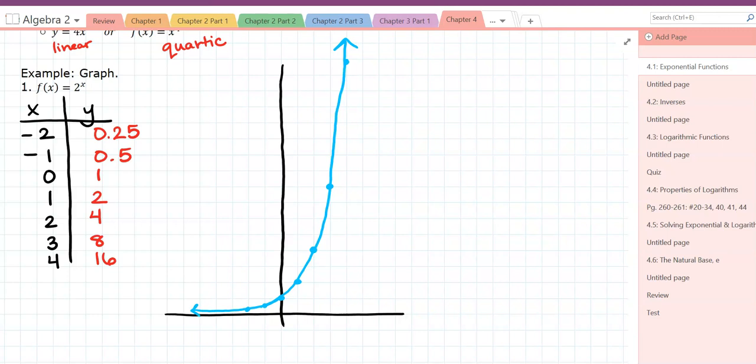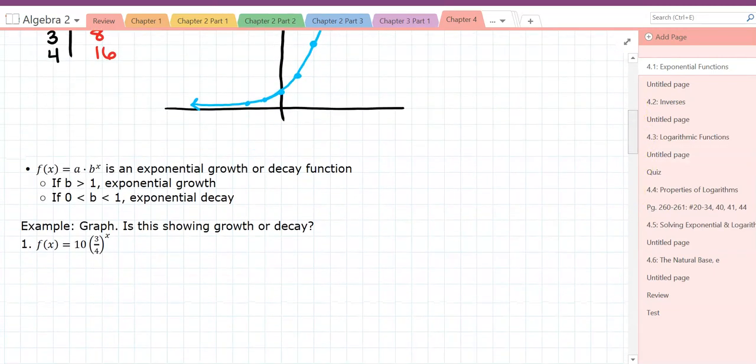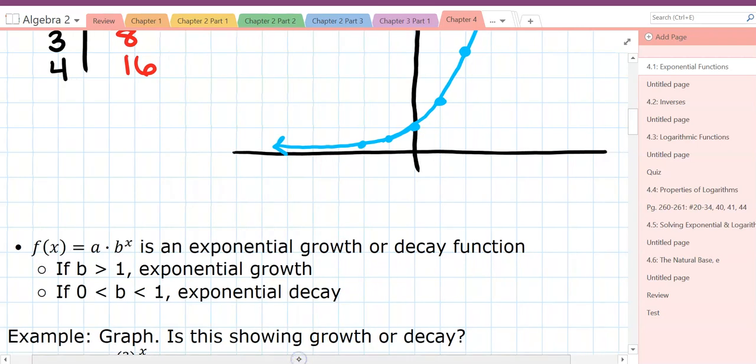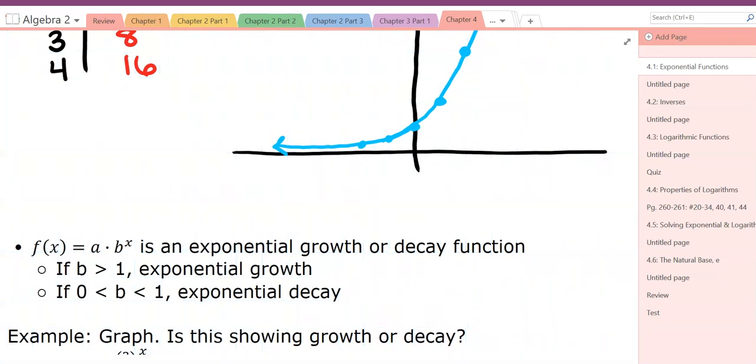So on the bottom of that page, you guys should see this little piece. This just tells you what makes something growth or decay. What's the difference? How do you know if it's going to shoot up like that one just did, or if it's going to go the other direction, so it's going to start up and then come down and go low?